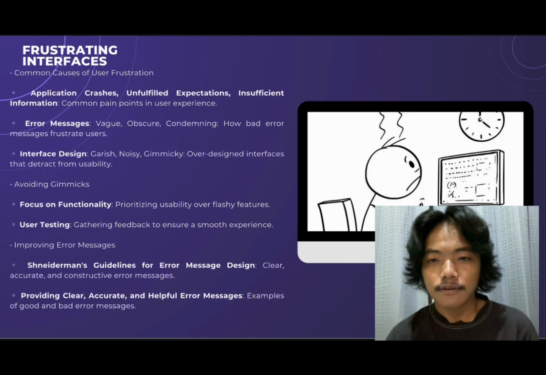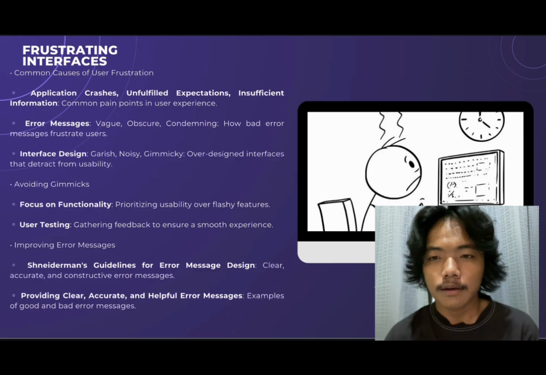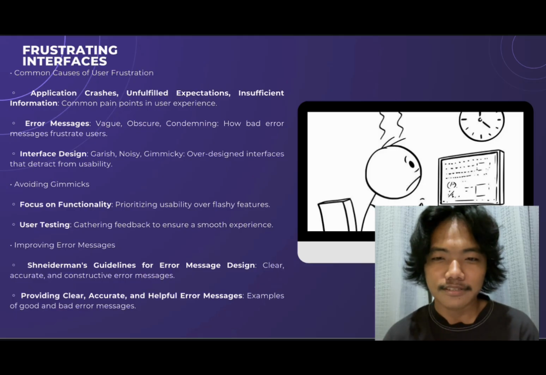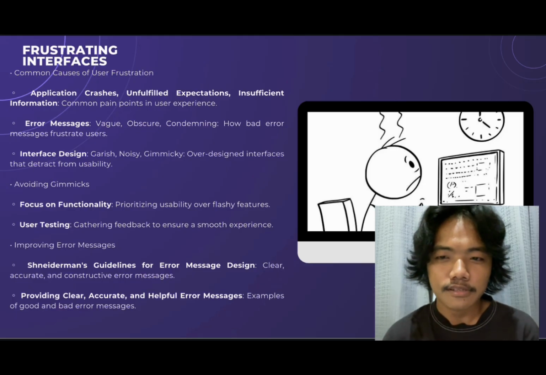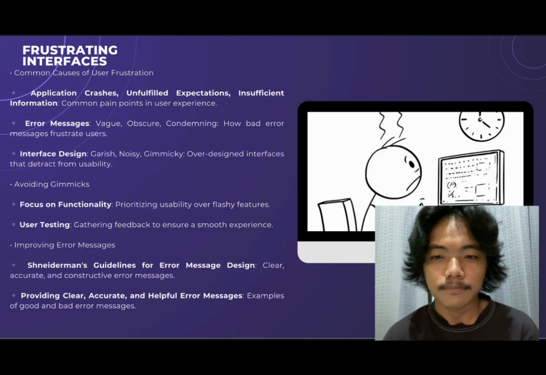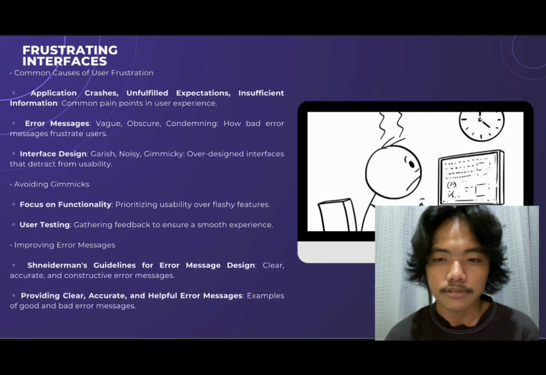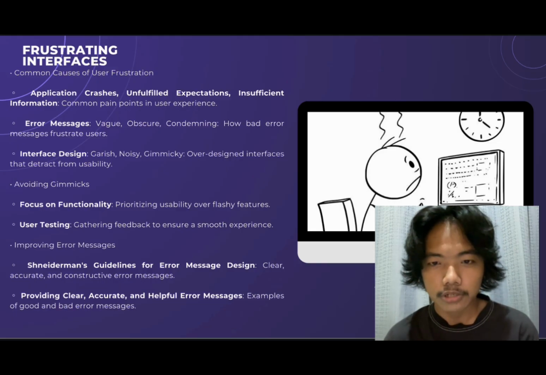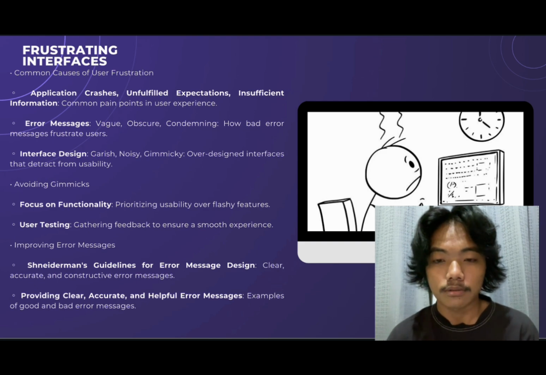Now let's move on to the opposite: frustrating interfaces. Design choices that negatively affect user experience. Common causes of user frustration. There are several reasons why users get frustrated. First, application crashes, unfulfilled expectations, and lack of information. These disrupt user workflow and create confusion.